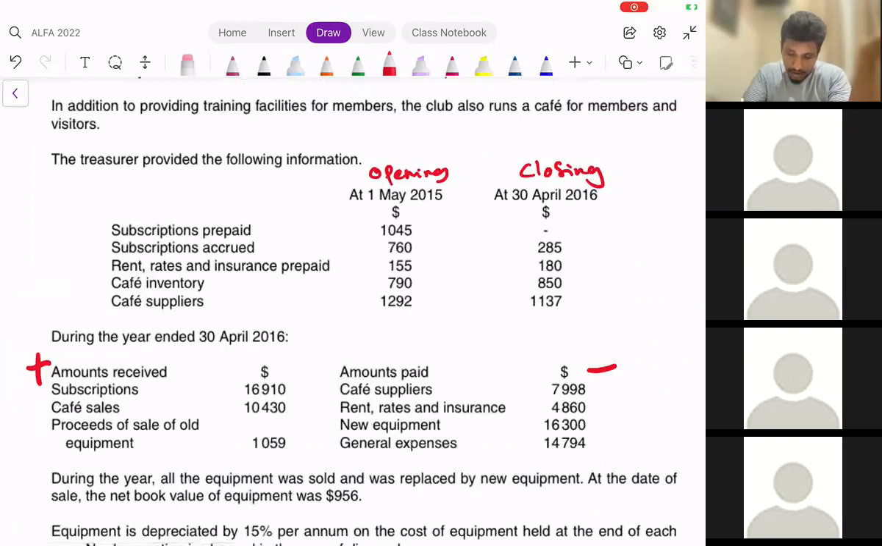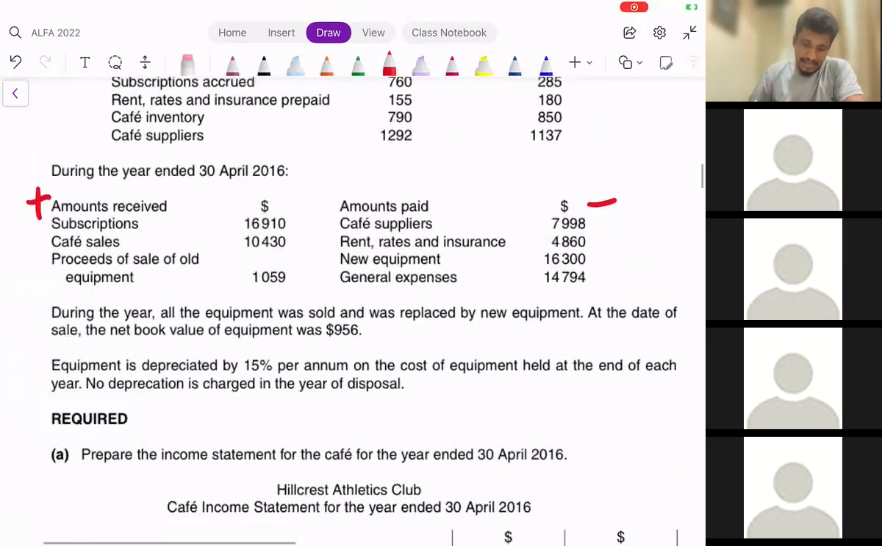So opening balance, closing balances, money in, money out. And then they say during the year, all equipment was sold and replaced with new equipment. At the date of sale, the net book value is 956. Okay, I can see some information here. I sell equipment. The net book value is this much. The proceeds from the sale of the old one is this much.